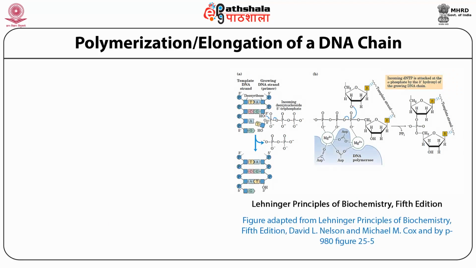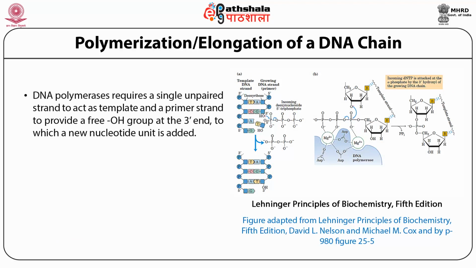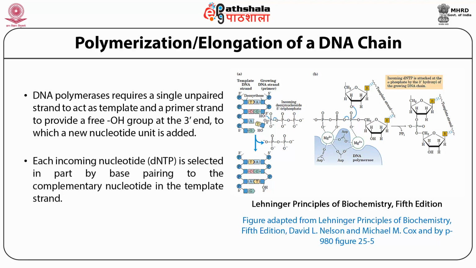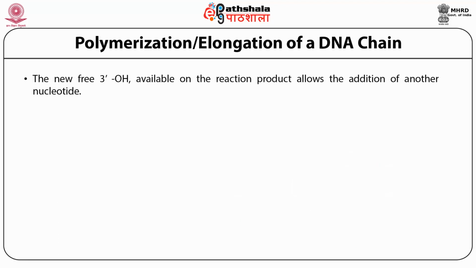Now let's talk about polymerization and elongation of a DNA chain. As you see, DNA polymerase requires a single unpaired strand to act as a template and a primer strand to provide a free 3' hydroxyl group, to which a new nucleotide unit is added. Each incoming nucleotide is selected in part by base pairing to the complementary nucleotide in the template strand. The new free 3' hydroxyl available on the reaction product usually allows the addition of another nucleotide.